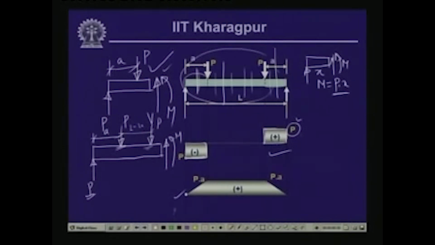So, when X is equal to 0, the moment is equal to 0, and this is the value which is shown over here. Now, at a distance of A, just before this load point, the value of bending moment is equal to P times A. So, this is the magnitude of the bending moment over here.